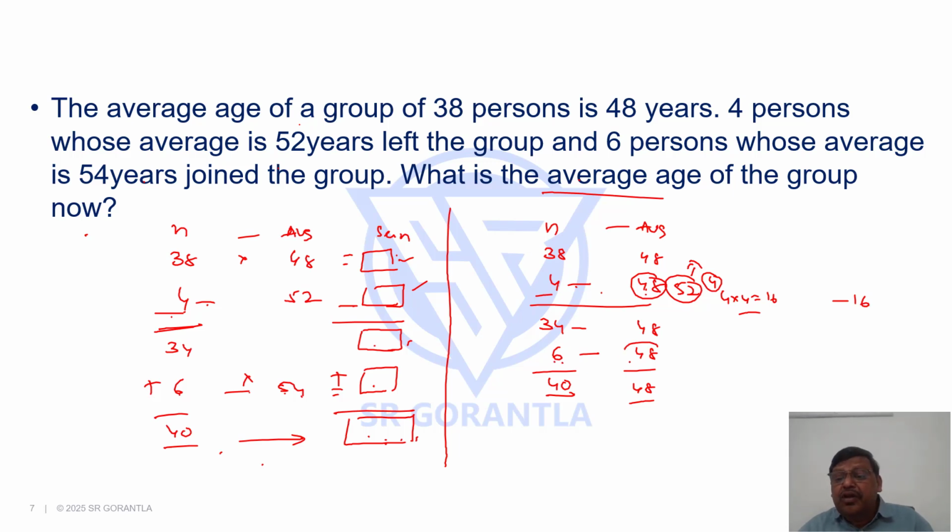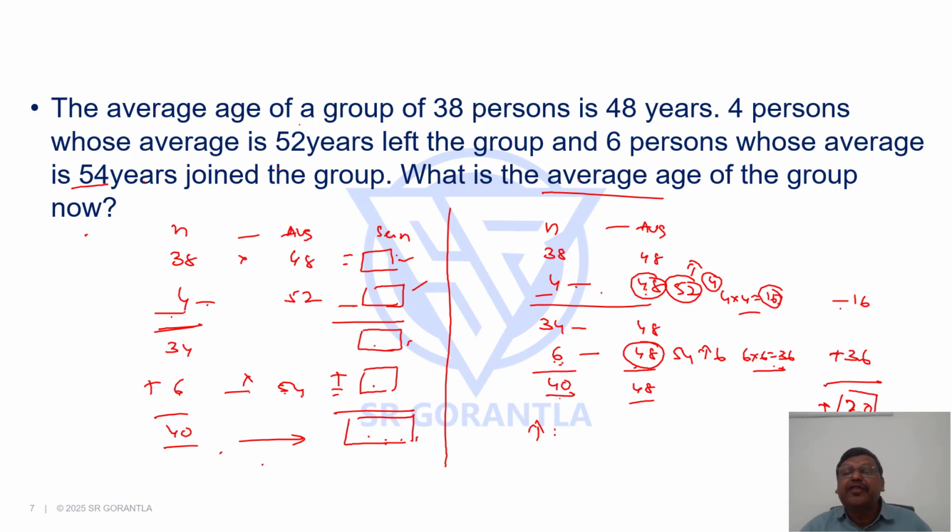These 6 people are not joining with 48, they are joining with 54. Each person is bringing 6 excess. 6 into 6, 36 excess has come in. Here it's 16 excess going out, and here 36 excess coming in. The 36 excess is coming in as they join the group, so we should add. So what is the net change to the total? It will be 36 minus 16, 20. 20 is the net increase in the total for 40 people.